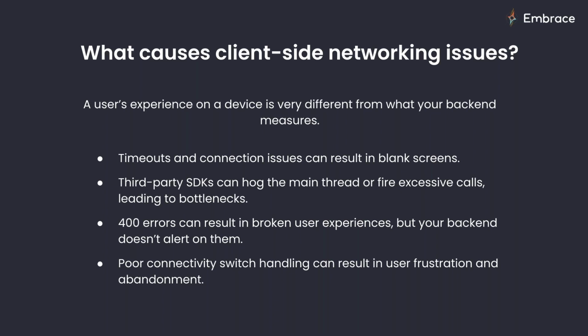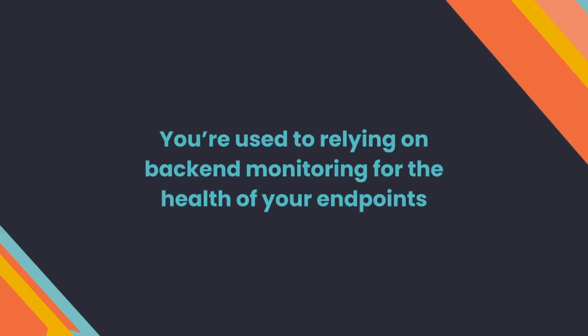Imagine if you're a hotel company and your user is trying to book a hotel, but they're not able to see the images, you are going to lose that customer. What you are used to is relying on the backend monitoring for the health of your endpoints. This is no longer enough. As mobile apps have become increasingly complex, the interaction between your code, someone else's code, your infrastructure, someone else's infrastructure, and your users' connectivity can cause all kinds of app performance issues.